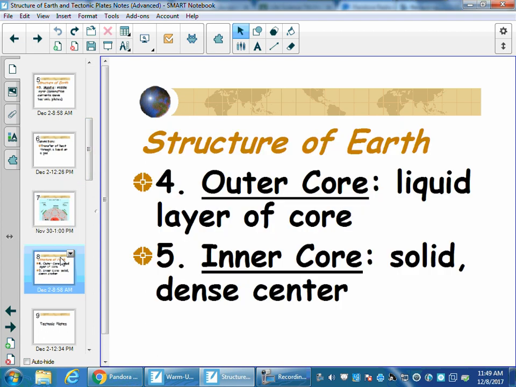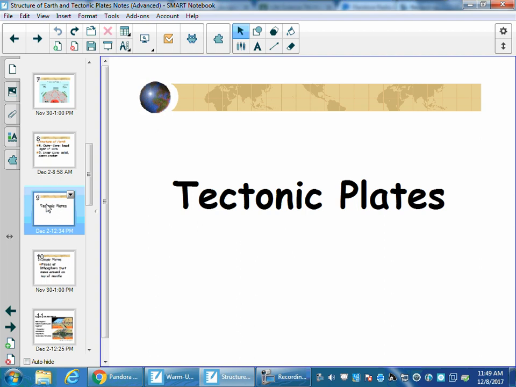Structure of the Earth, finishing that up. The next layer as we move in is the outer core. The outer core is liquid, and then the inner core is solid. It is very, very dense. It has the weight of all the other layers on top of it, so that compresses everything together and makes it very dense. So tectonic plates, remember, these are pieces of the lithosphere.